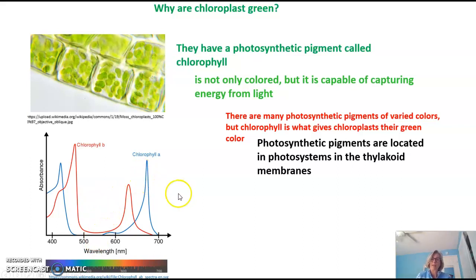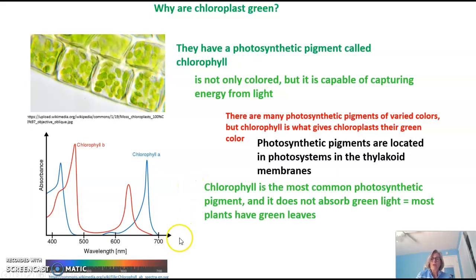So that's why chloroplasts are green, and that's why most plants are green. So again, chlorophyll is the most common photosynthetic pigment, and it's why most plants have green leaves. But of course there are plants with red leaves, and that's because they have a different photosynthetic pigment that absorbs light in the green wavelength and reflects light in the red wavelength.